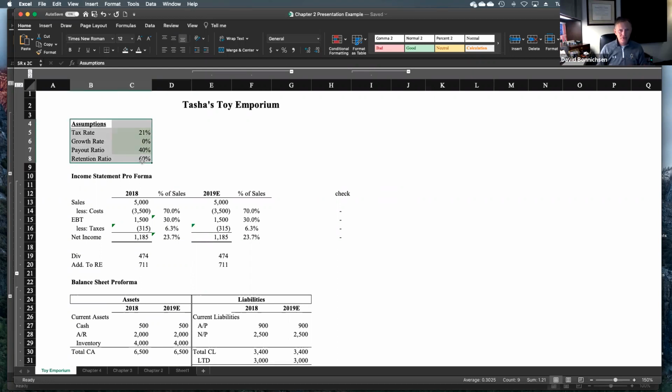This is how I like to set things up. I have my assumptions table. That way, if I tell you that the tax rate is something other than 21%, you've already got everything linked back to these assumptions that you're going to be provided. But for this case, what does it tell us about Tasha's projection for sales for 2019? What is she projecting for sales growth in 2019?